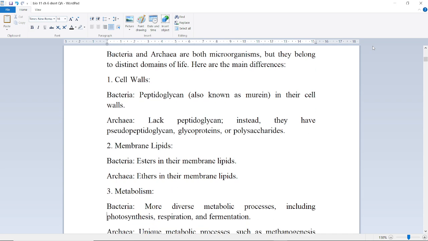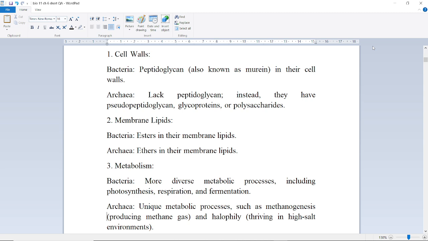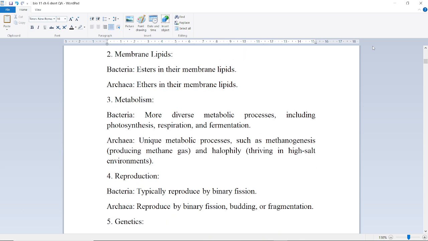Next is membrane lipids. Bacteria have esters in their membrane lipids, archaea have ethers in their membrane lipids. Next is metabolism. Bacteria have more diverse metabolic processes including photosynthesis, respiration, fermentation. Archaea have unique metabolic processes such as methanogenesis, producing methane gas, and halophily, thriving in high salt environments. Next is reproduction. Bacteria typically reproduce by binary fission. Archaea reproduce by binary fission, budding, or fragmentation.